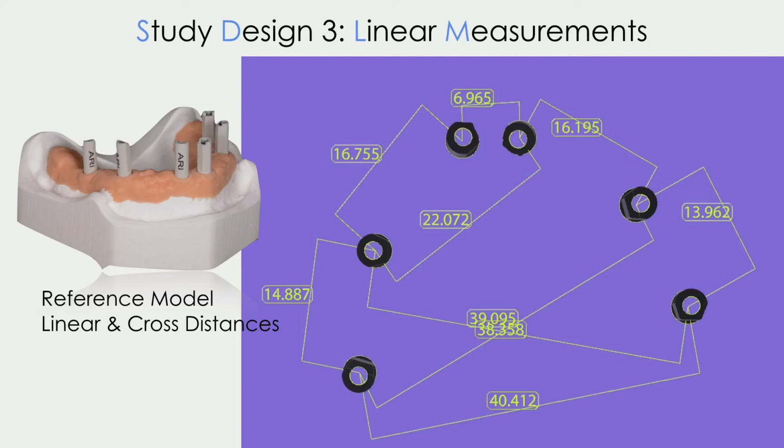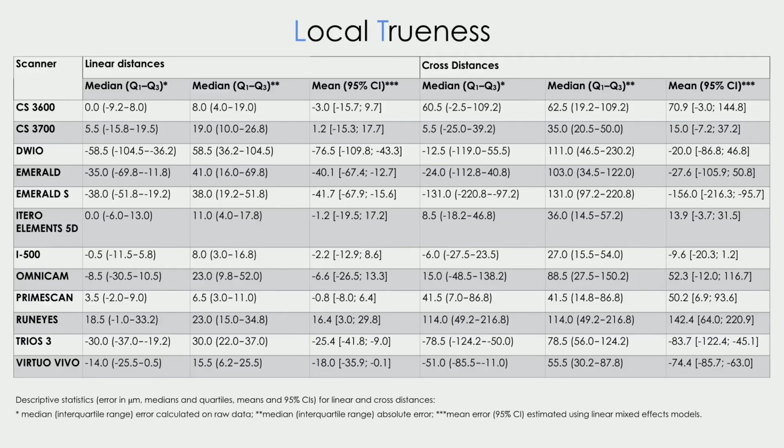And we used another software, in this case Magics from Materialise, before we used GeoMagic. And we simply compared the results of the reference file taken from the desktop scan with the results of the different intraoral scanners. And once again, here are the results with the medians and the means, plus the 95% confidence interval.